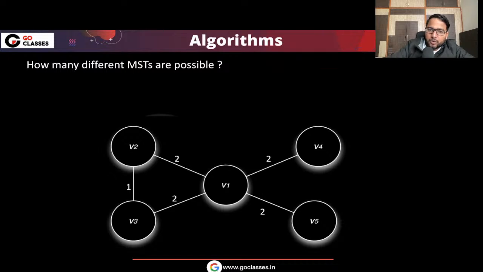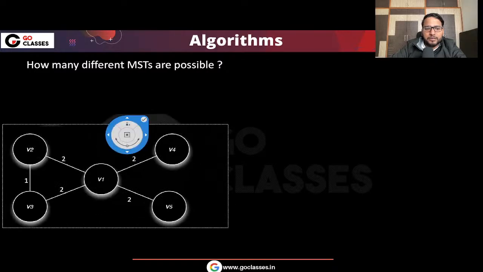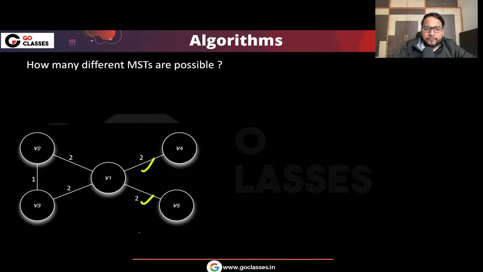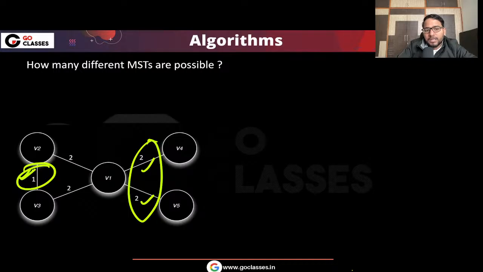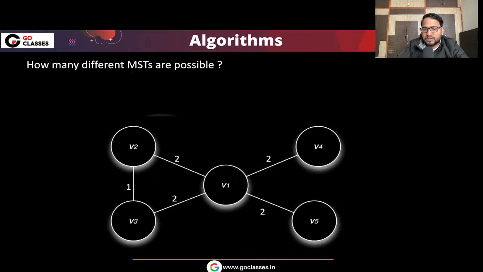Let me just draw it. This will definitely be part of the MST. Similarly, this will definitely be part of the MST. As per Kruskal, you can guess this will definitely be part of the MST because Kruskal will anyway choose this. Hence these two and this one are part of the MST. Then what are the remaining two edges? These two edges are remaining. So basically you will say, let me just copy this.